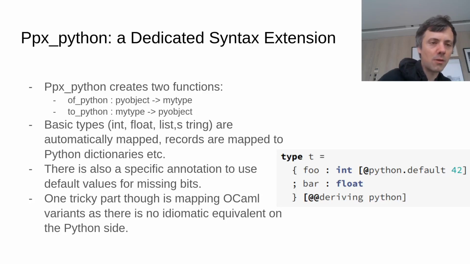One tricky bit is the encoding of OCaml variants, as there is no clear equivalent on the Python side. Currently, what the PPX will do is use a pair, where the first element of the pair is the constructor name, taken as a string, and the second element of the pair will be the arguments of the constructor. We tend not to use it a lot, so most of the time we just avoid exposing types that involve variants and try to rely more on records.